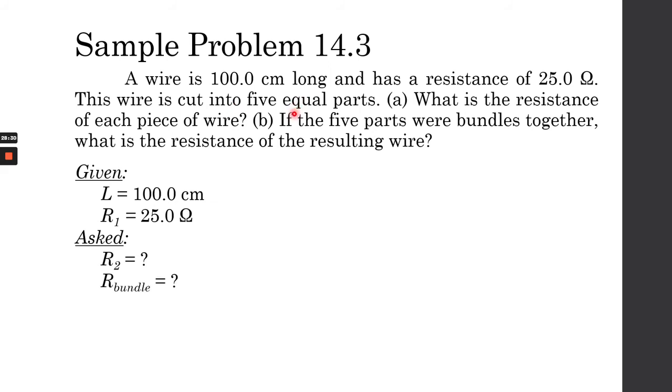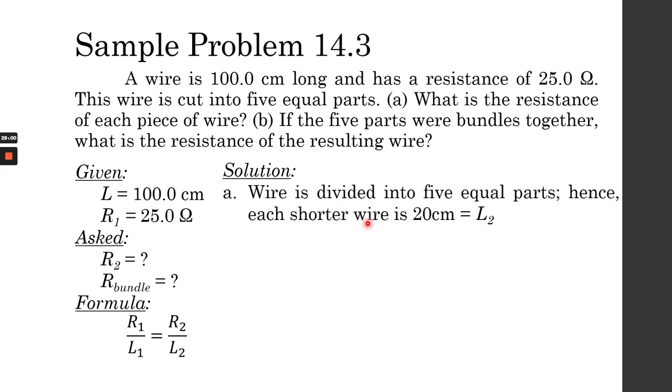And pangalawang tinatanong niya, kapag pinagsama-sama mo yung 5 wire, so yung R bundle, so yung 5 equal parts of wire, you added them all together, you twisted it into one wire, ibig sabihin yung area lumaki, tama? So R bundle, ano kaya yung resistance after mong palakihin yung wire? So yung formula to use is this one. So R1 over L1 is equals to R2 over L2.